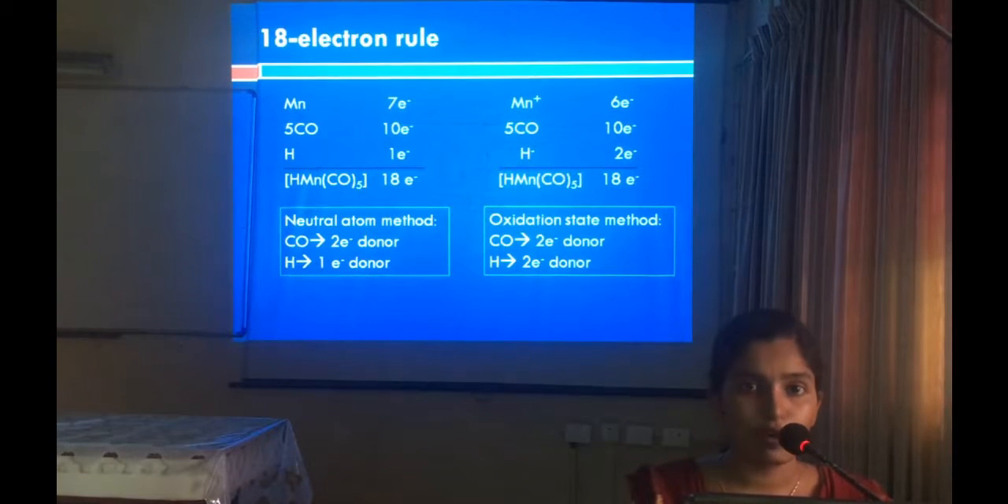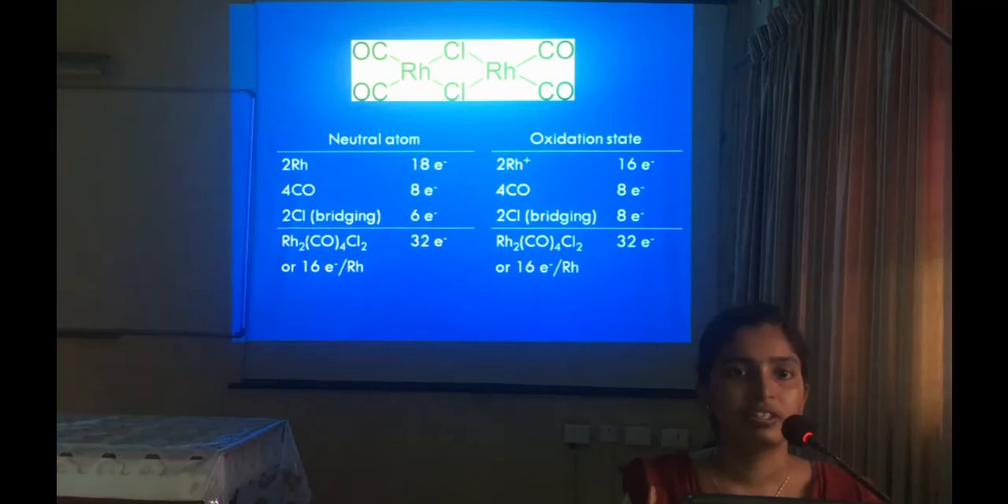So irrespective of the method, the total electron count of the system will be the same. So it is our interest which one to use. We can use either the neutral atom method or oxidation state method. But if we want to apply the oxidation state method, we should know the charge of the corresponding ligands.